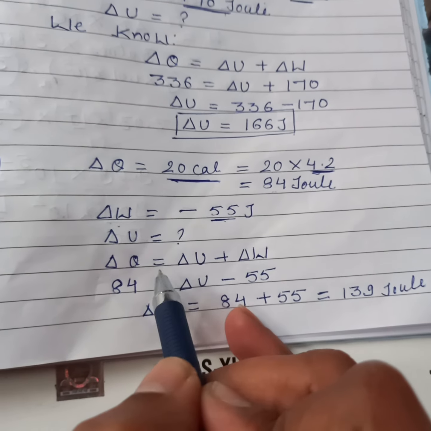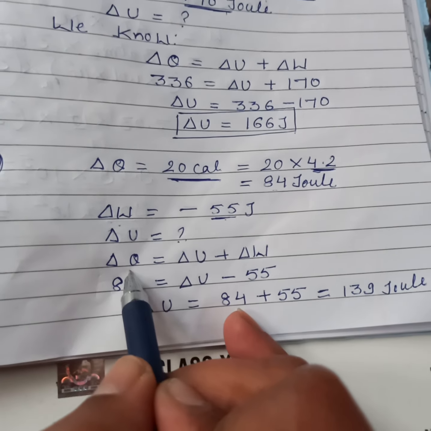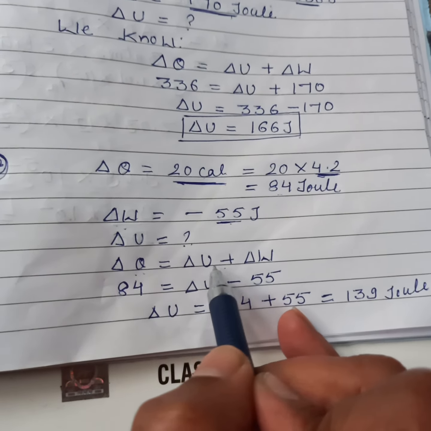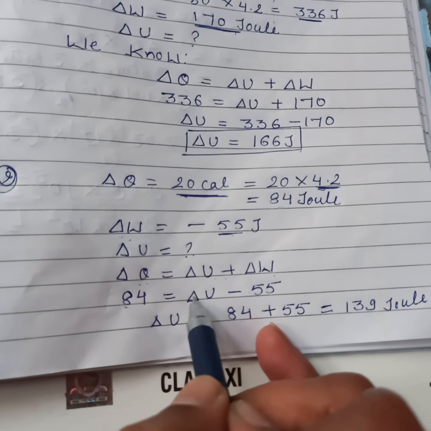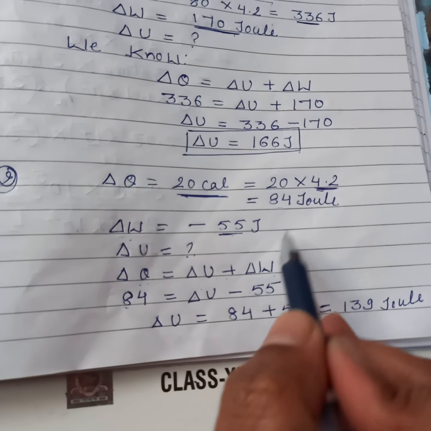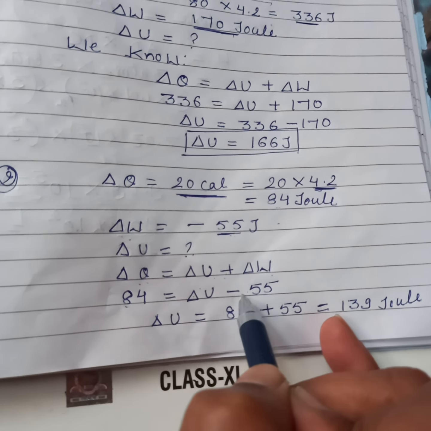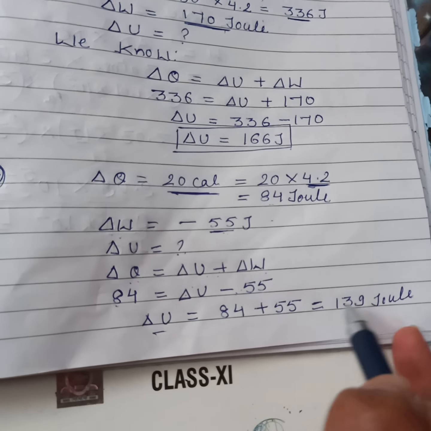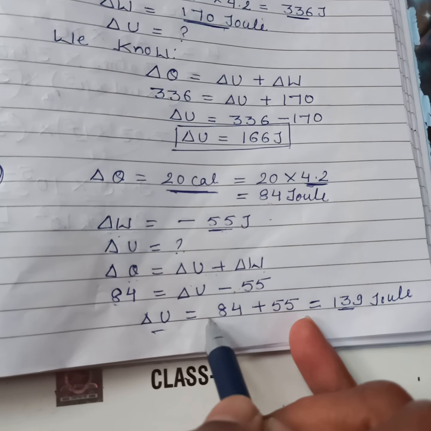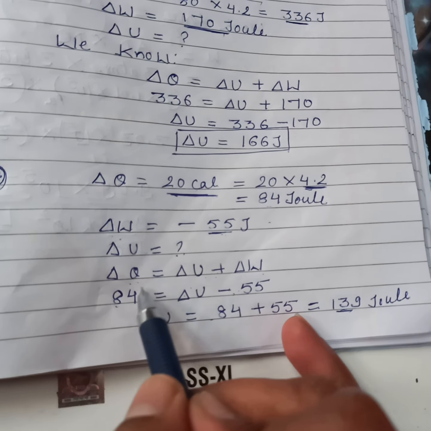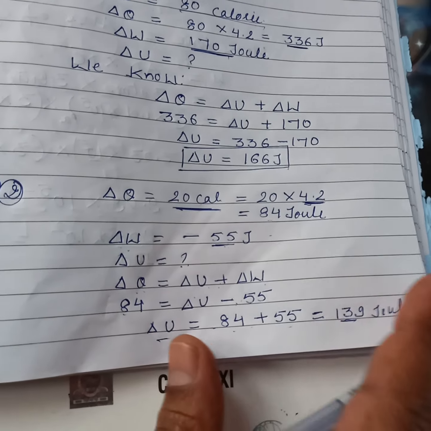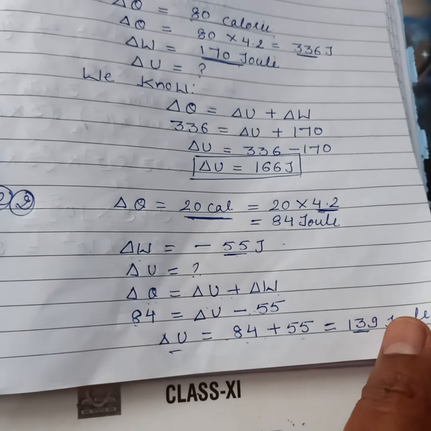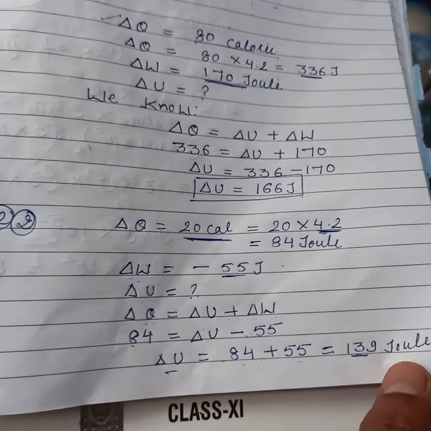So delta U is how much here? We know the first law of thermodynamics. Delta Q is equal to delta U plus delta W. Substitute the values: 84 is equal to delta U minus 55, plus minus minus. So how much delta U will you get here? 139, after taking this 55 to this side. So plus. So you will get the answer 139 joule. So this is the first numerical problem that we have discussed in the class.